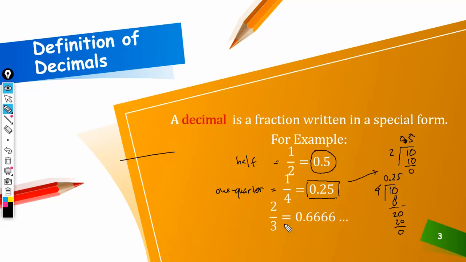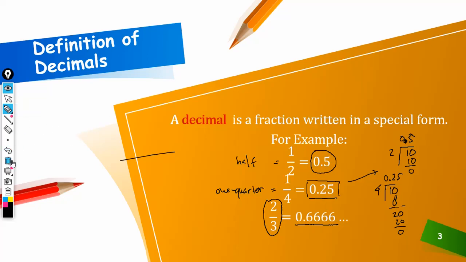The same thing you get for 2/3. 2/3 you will get 0.6666666, etcetera, and so on. So this is infinite. So this is a decimal, a different expression for a fraction.